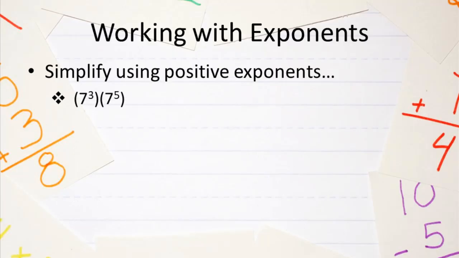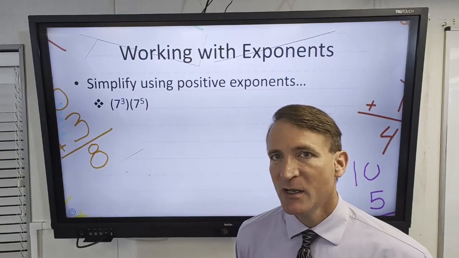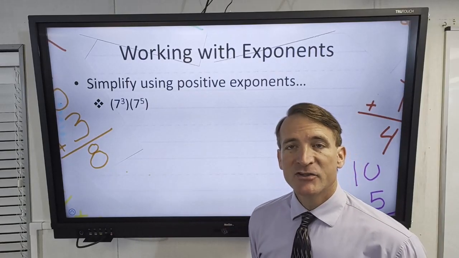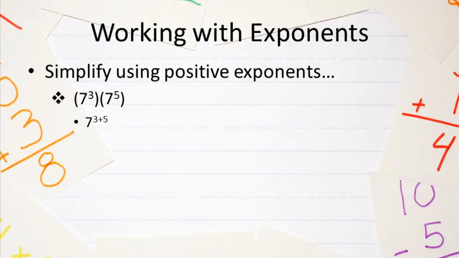What about 7 cubed times 7 to the 5th? This is not using the power property. This is going to be using the product property. We have like bases, so we're going to add their exponents. And since 3 plus 5 is 8, I'm going to get 7 to the 8th power. 10 to the 5th times 10 to the negative 7th.